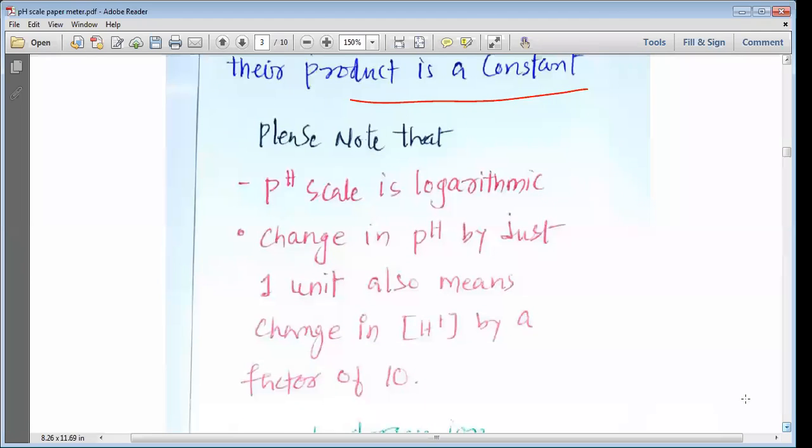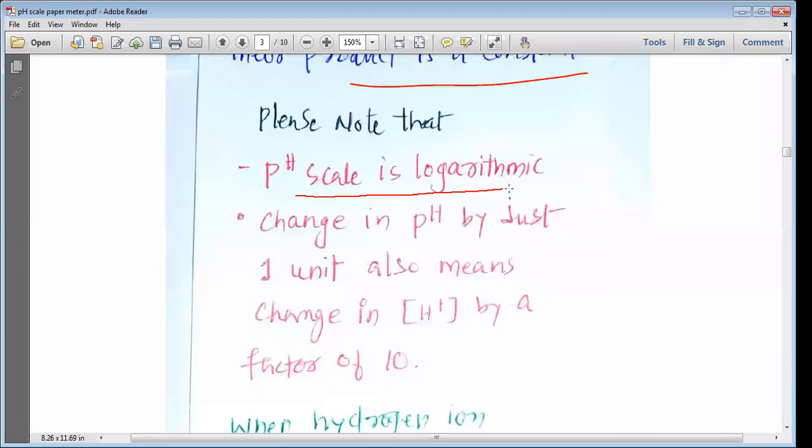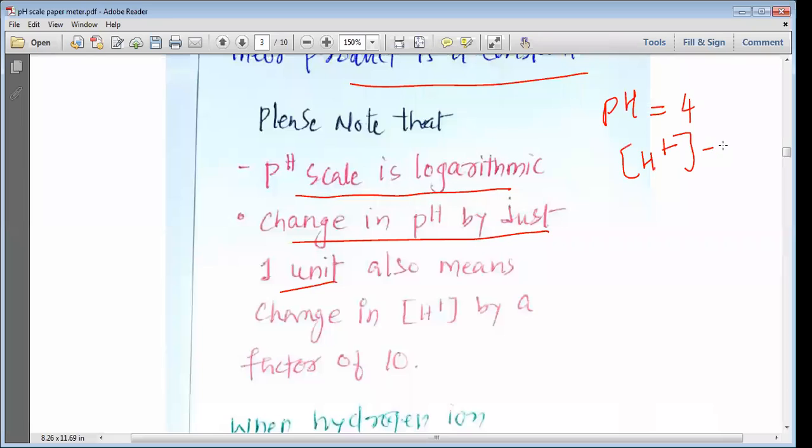Please remember, my dear students, that the pH scale is a logarithmic scale. Change in pH by just 1 unit: if you change the pH just by 1 unit, suppose you have pH is equal to 4, that means your H plus ion concentration is 0.0001. That means it is 1 into 10 to the power minus 4.